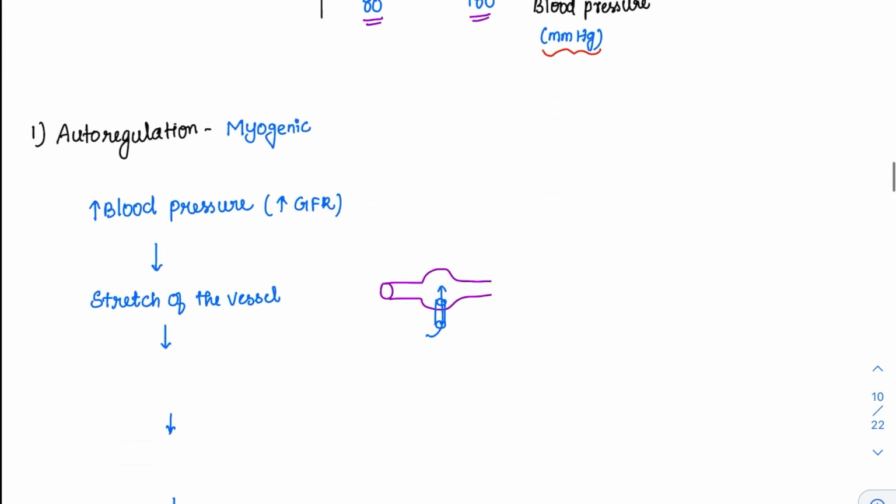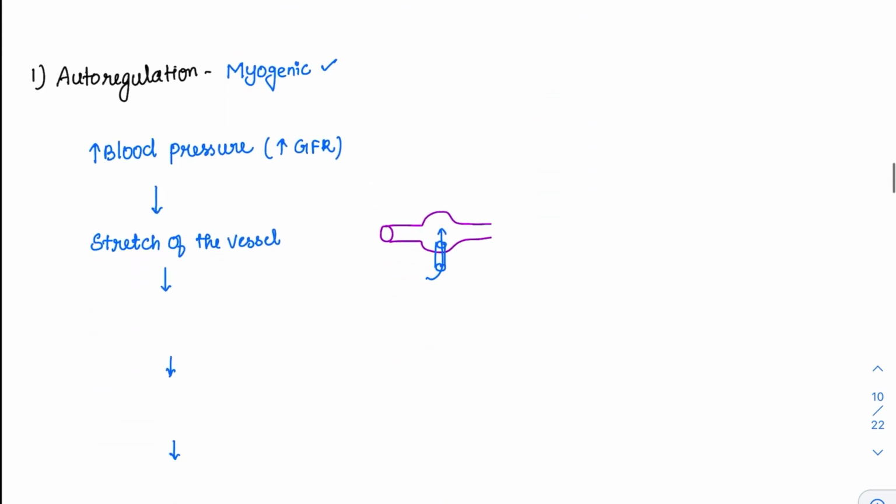Coming to autoregulation, the first one is the myogenic response. What is the myogenic response? It is a very simple response. Whenever there is an increase in blood pressure, the GFR is going to increase. Because of the increased pressure, the vessels will stretch. This stretch of the vessels will activate a particular channel, called the stretch sensitive calcium channels.